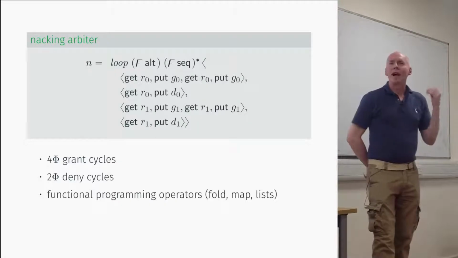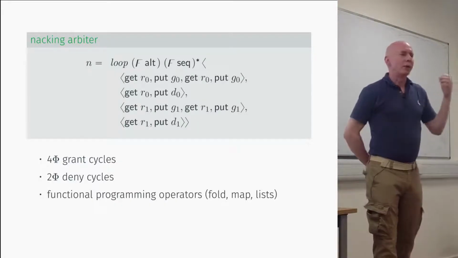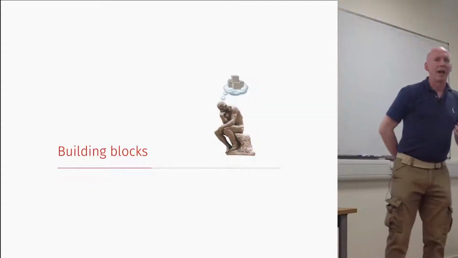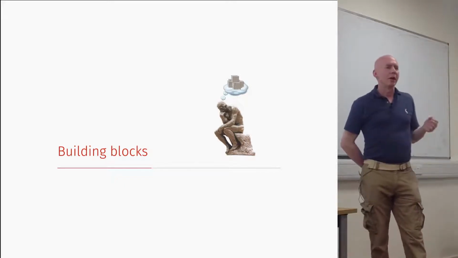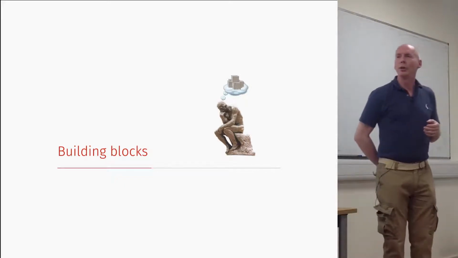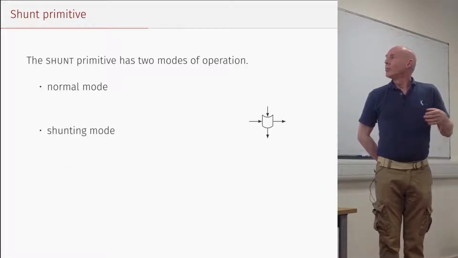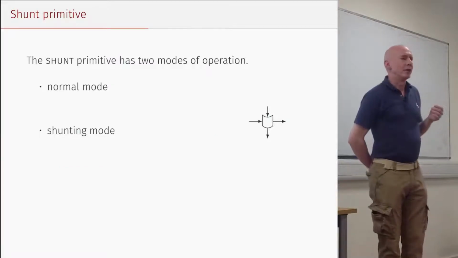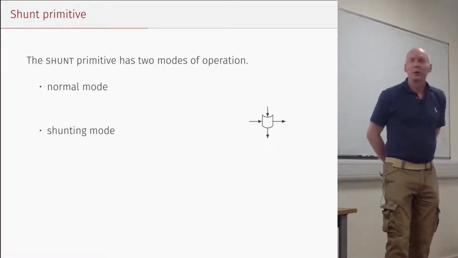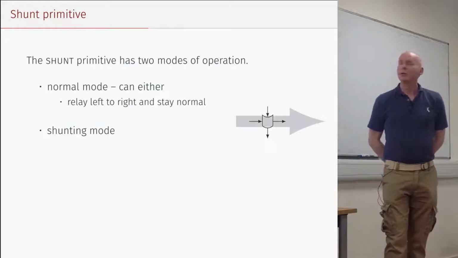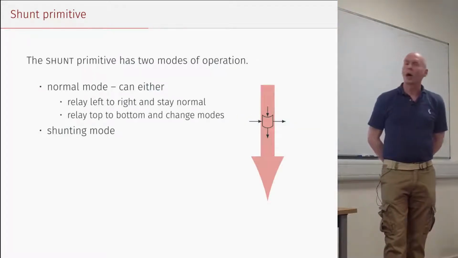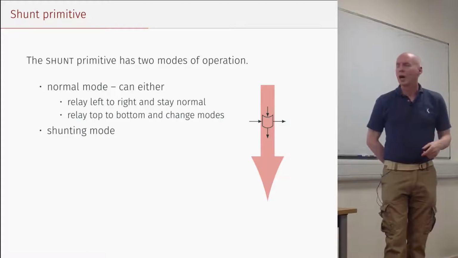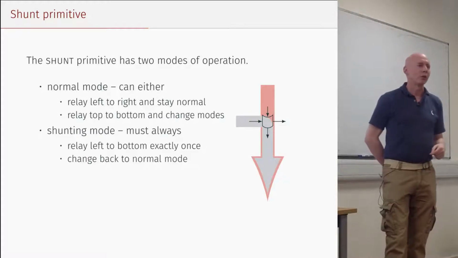Okay, so we have our components. We have a concept of specification and verification. Seems like we should go ahead and start building some circuits now. I mentioned the shunt primitive. The shunt primitive does a very simple thing. It either relays a signal from side to side or it relays it from top to bottom. But if it relays it from top to bottom, then the next one from the side also goes out the bottom, and then it goes back to normal.